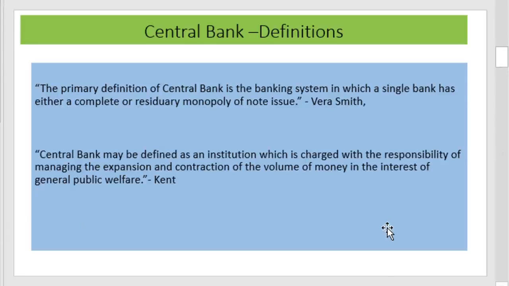According to Vera Smith, a central bank is the banking system in which a single bank has either a complete or residuary monopoly of note issue. This definition gives importance to the monopoly of note issue function of the central bank. Another definition, by Kent, says a central bank may be defined as an institution charged with the responsibility of managing the expansion and contraction of the volume of money in the interest of the general public welfare. That is, they manage the changes in the volume of money for increasing the welfare of the public.